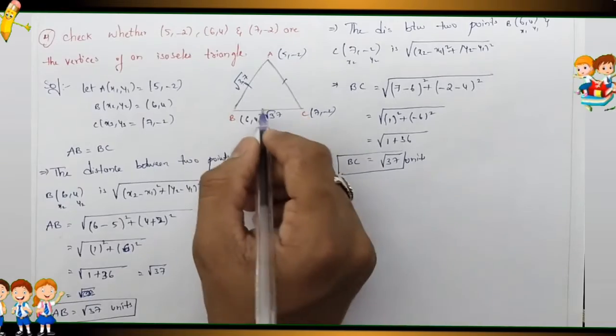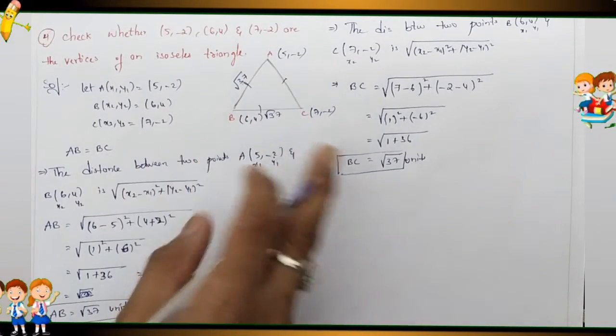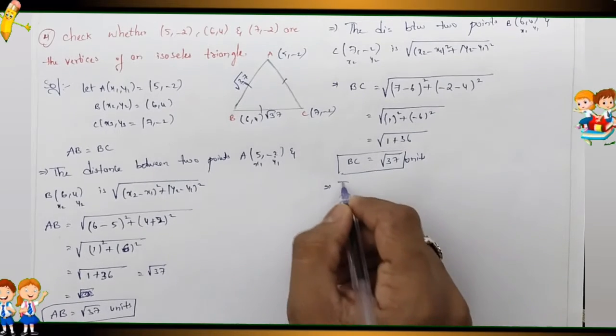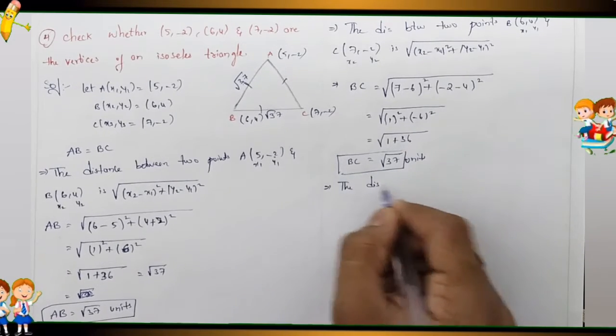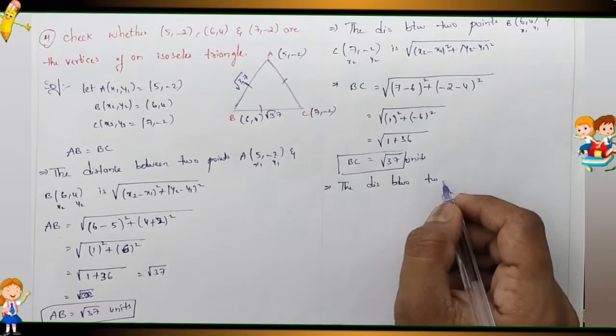Here AB and BC are equal. Now AC will definitely not be equal to the other two sides. Now find out the distance between two points.